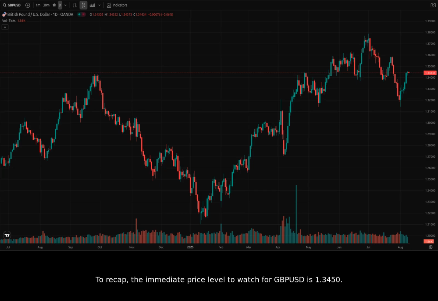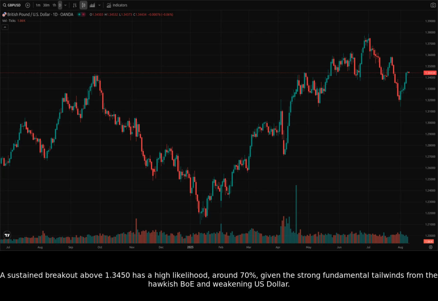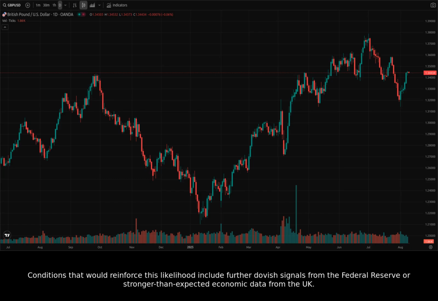To recap, the immediate price level to watch for GBPUSD is 1.3450. A sustained breakout above 1.3450 has a high likelihood, around 70%, given the strong fundamental tailwinds from the hawkish BoE and weakening US dollar. Conditions that would reinforce this likelihood include further dovish signals from the Federal Reserve or stronger than expected economic data from the UK.